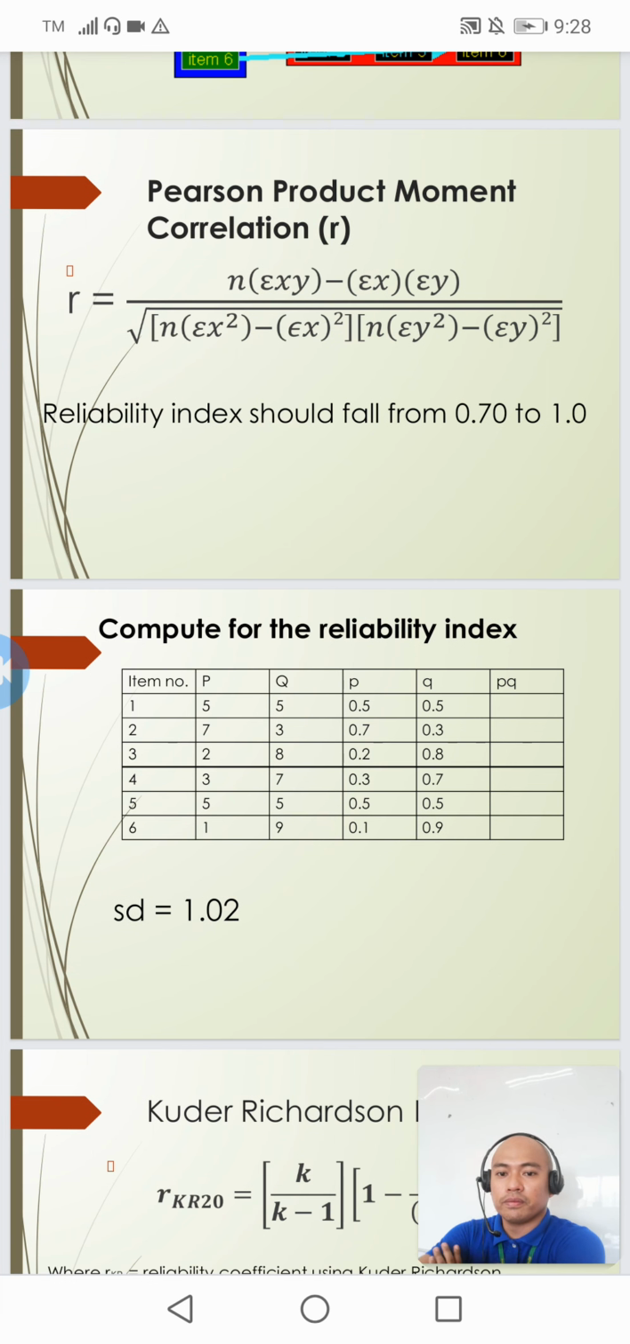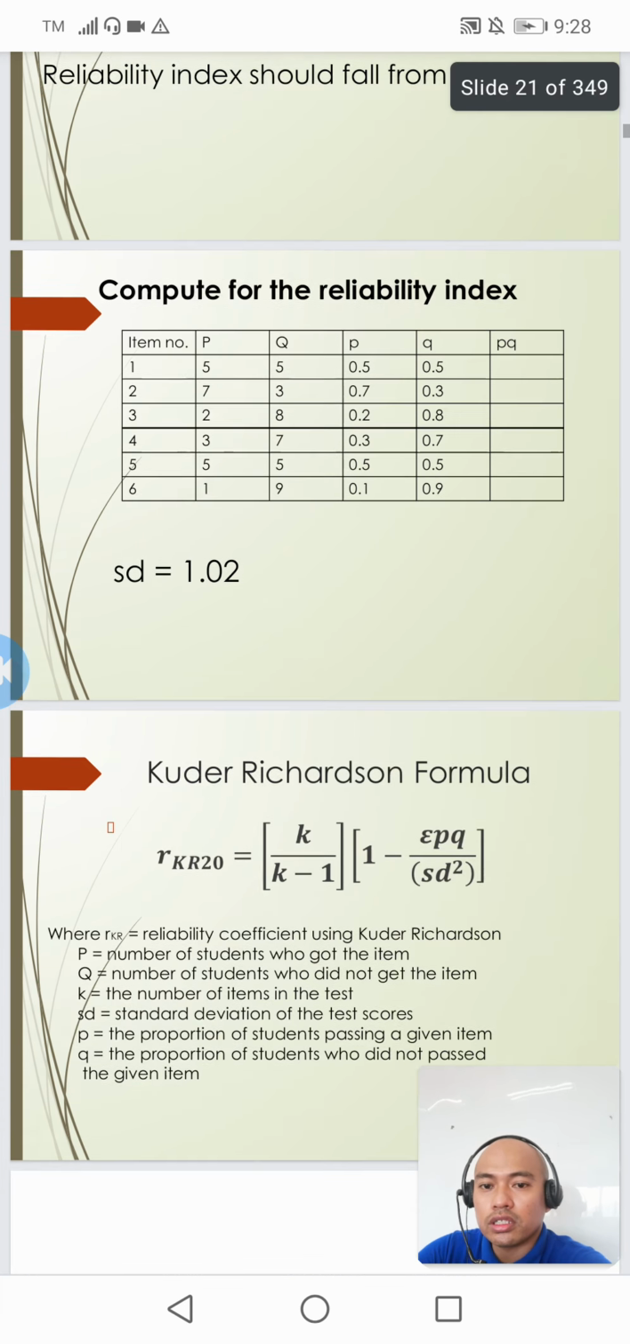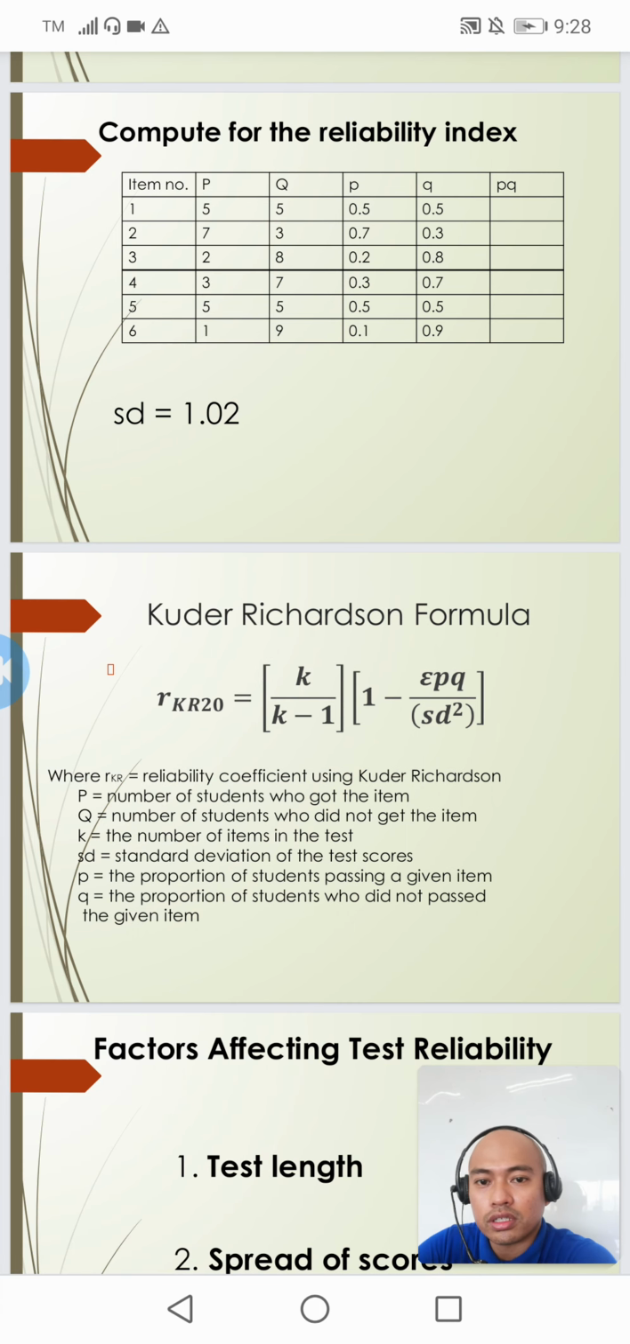This is now the formula of the Kuder-Richardson, yung sinasabi ko kanina, of which we will need in checking the internal consistency of our test results. Okay? So Kuder-Richardson symbolizes as R sub KR20. This is given by the formula K over K minus 1 multiplied by 1 minus summation of PQ over SD square. Okay, where KR is the reliability coefficient using the Kuder-Richardson formula.